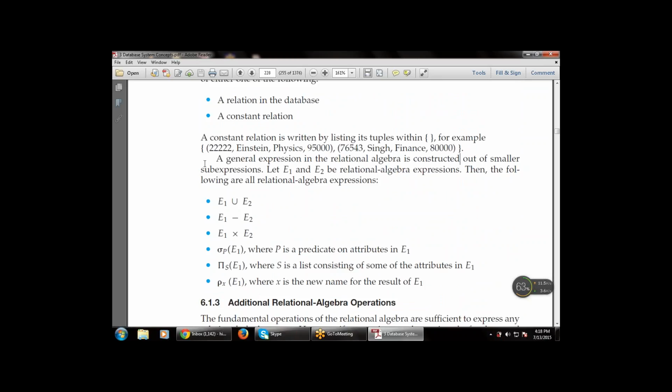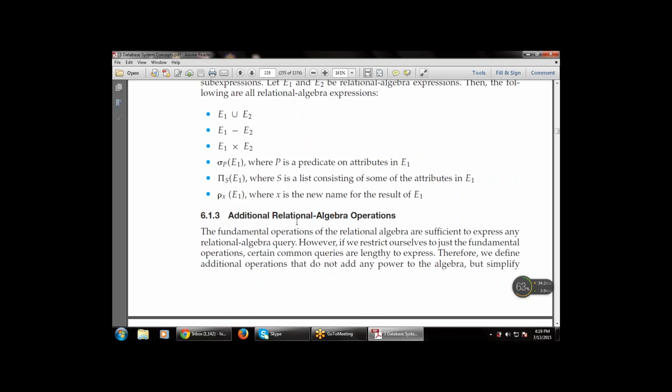These are the various smaller sub-expressions. We can apply the union, the minus, and the Cartesian product, that is multiplication. There is the select statement, the project statement, and the rename operation, where P is a new name for the result. So these are the various operators used with relations.